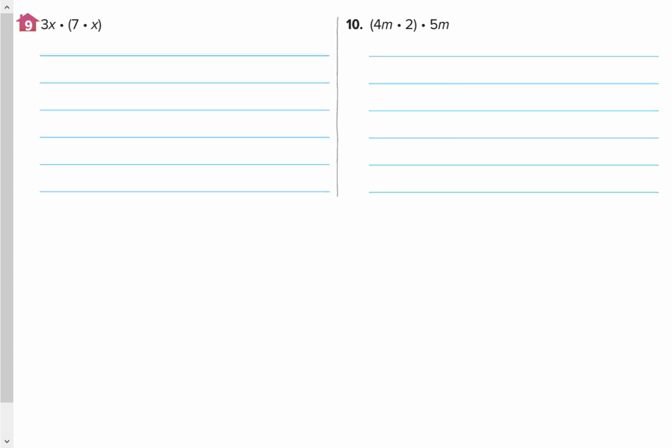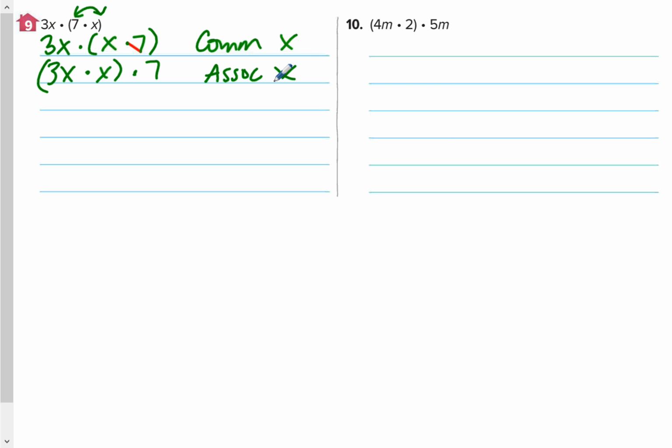Okay, so here's our next one. Again, we want our letters together and our numbers separate. So let's go ahead and switch the 7 and the x. So I want 3 times x times 7. Actually, I'm sorry, guys, this was the commutative property of multiplication. Now I can group my 3x and x. So 3x times x, let's group those together. Again, that's my associative property of multiplication. So now 3x times x is 3x squared times 7.